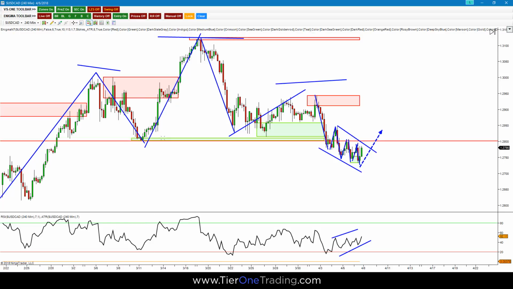Our neckline was our previous level of support. A move back up here would come right back into that previous level of support, which should now act as resistance. So this should be a decent opportunity to look for a shorting opportunity.